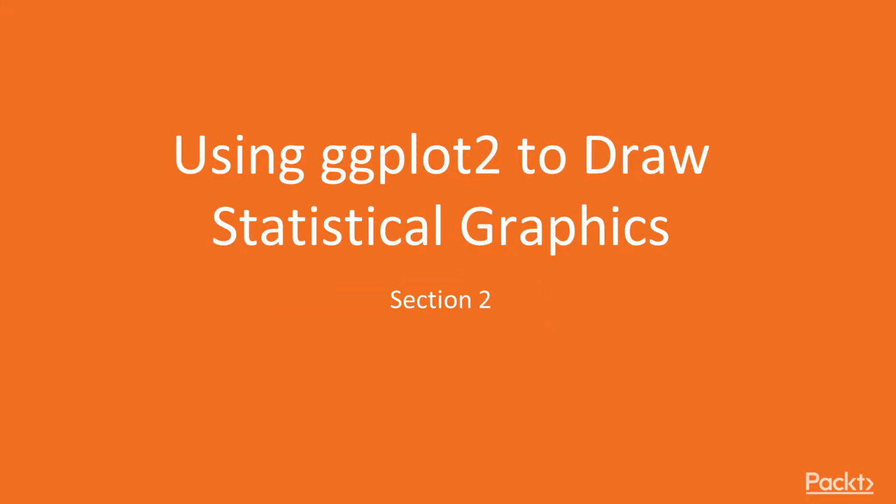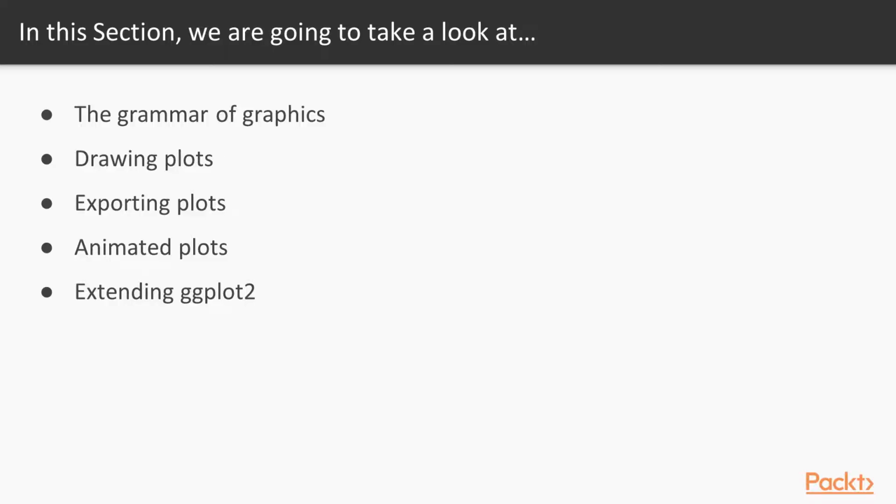Welcome to the second section of the video course, Advanced Tools and Techniques Beyond Base R. This section is on using the ggplot2 package to draw statistical graphics. We'll begin this section with a brief introduction to the grammar of graphics, a theoretical model for understanding the relationship between data and statistical graphics, which helps us to create informative and comprehensible plots. Then, we'll learn how to use the ggplot2 package to draw basic statistical plots in R. We'll learn how to save these plots to file.